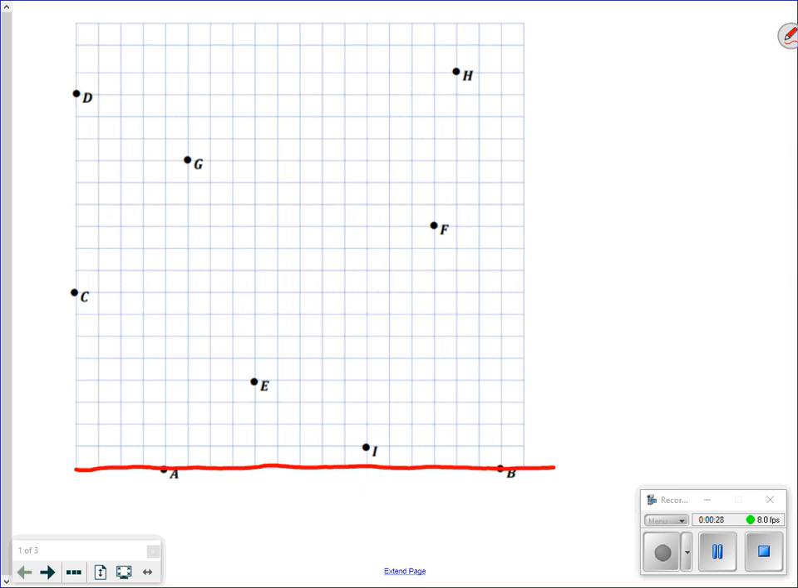So your x-axis is going to go through points A and B. So you draw it and label it. So I need to label X. Label your x-axis.